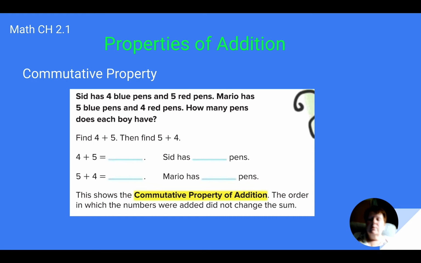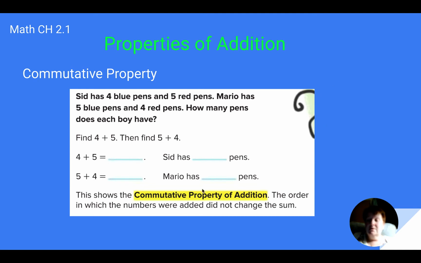Sid has 4 blue pens and 5 red pens. Mario has 5 blue pens and 4 red pens. How many pens does each boy have? So find 4 plus 5 and then 5 plus 4. Which you know 5 plus 4 and 4 plus 5 both equal 9. So both boys have 9 pens. So the order of the digits does not change the sum. So that is what the commutative property is.